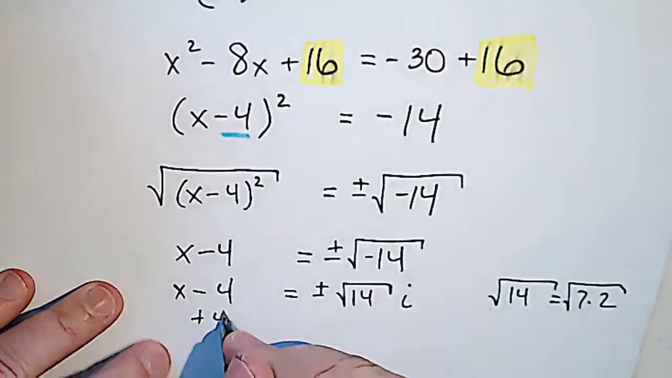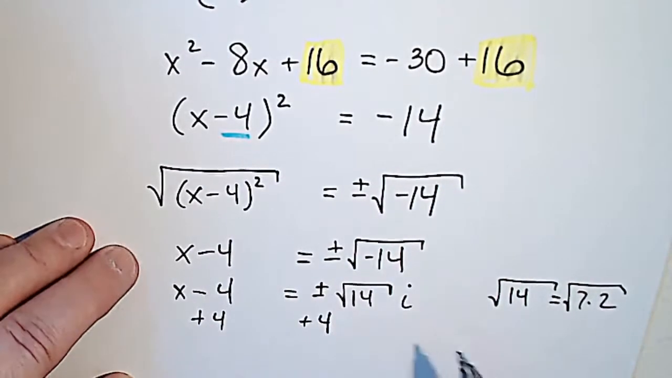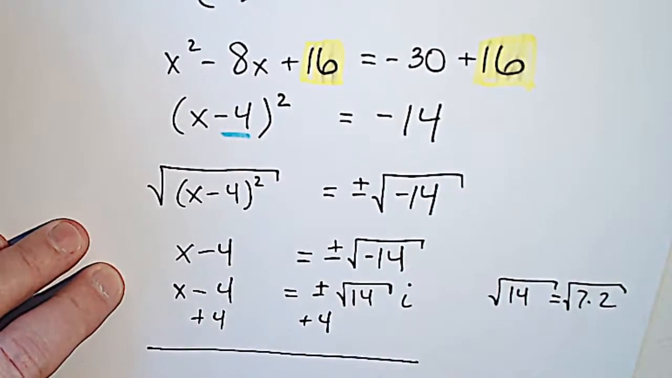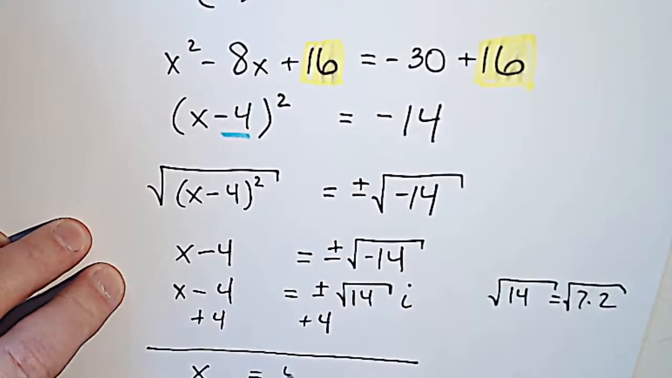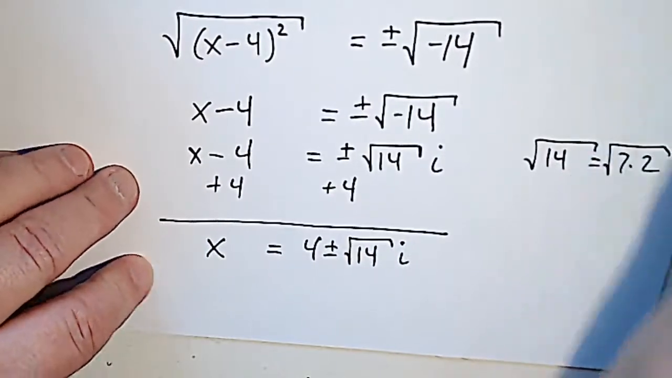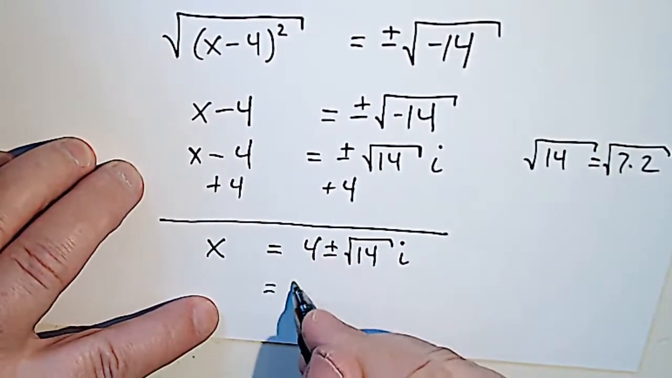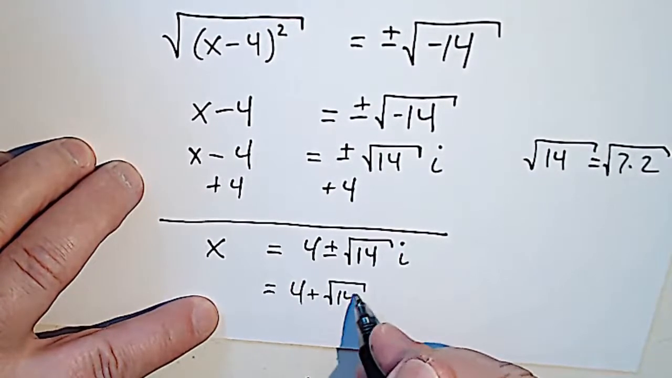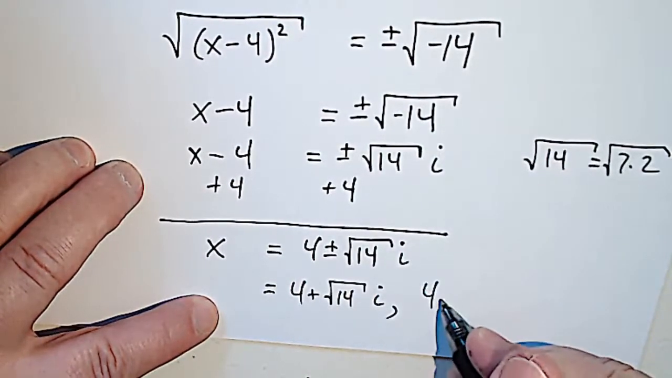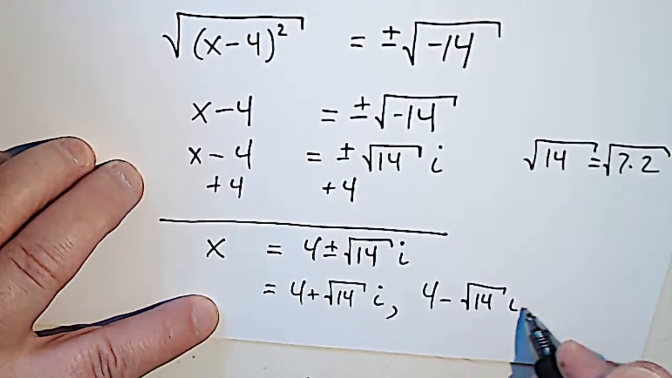I'm going to add 4 to both sides. x equals 4 plus or minus radical 14i. And if you're asked to write them both out, it's 4 plus radical 14i or 4 minus radical 14i.